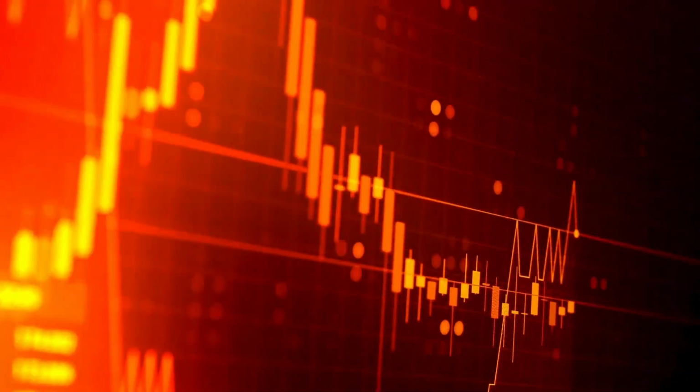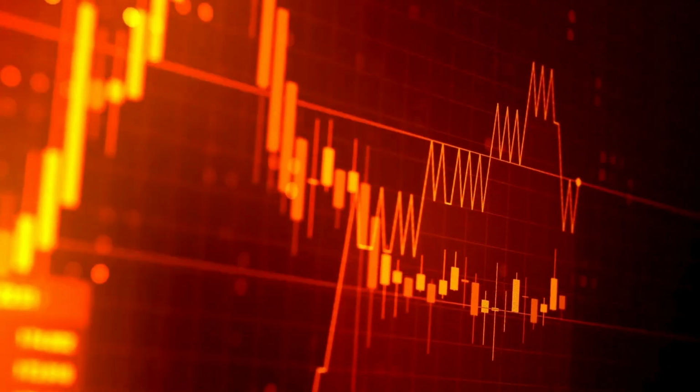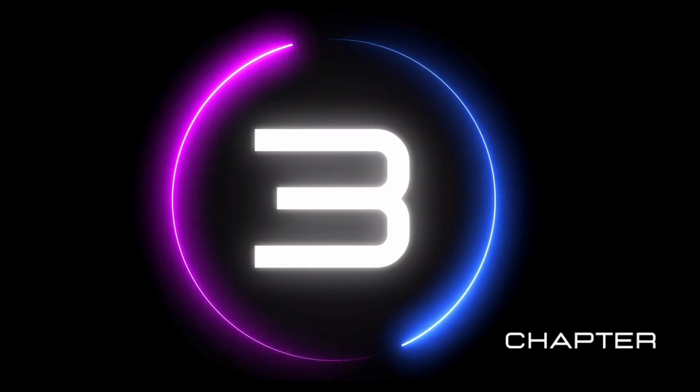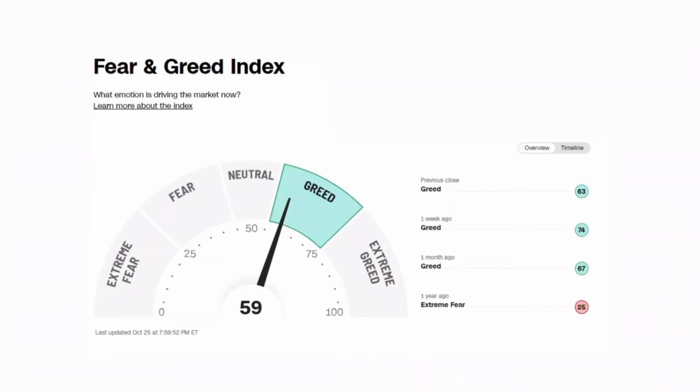The Fed's current interest rate hikes aim to combat inflation, but they also increase the likelihood of an economic slowdown. Chapter 3. The Fear and Greed Index.